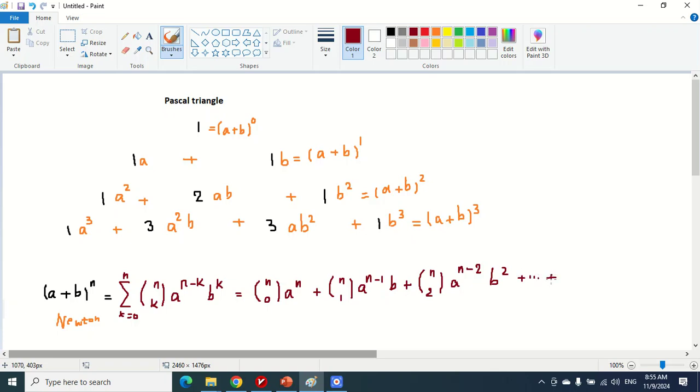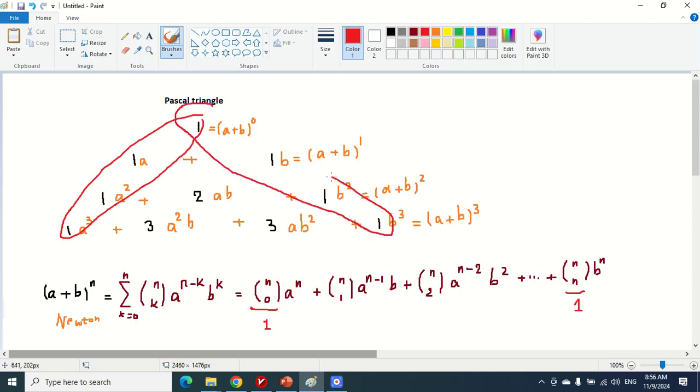At the end of the day we have n out of n, which is the last number over there, n out of n, b to the power of n. You can see that 0 out of n is equal to 1, and the combination of n out of n is equal to 1, and because of that we have this 1 at the side of the triangle in a Pascal triangle.